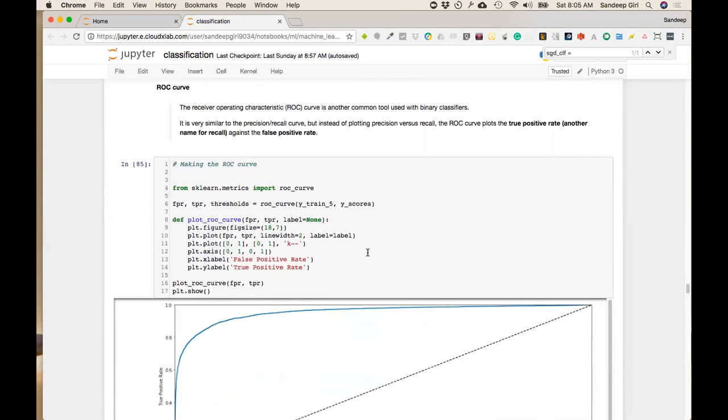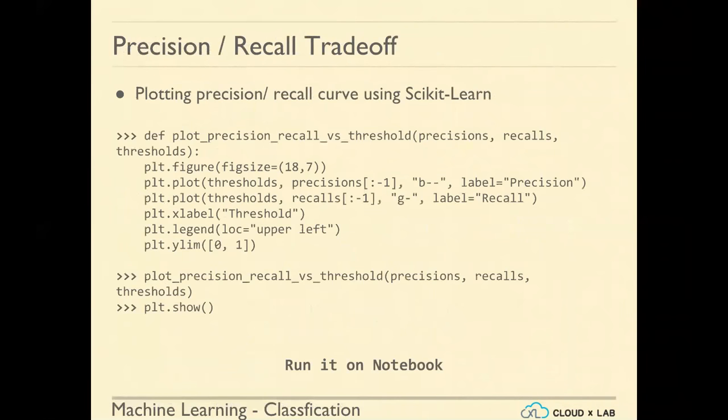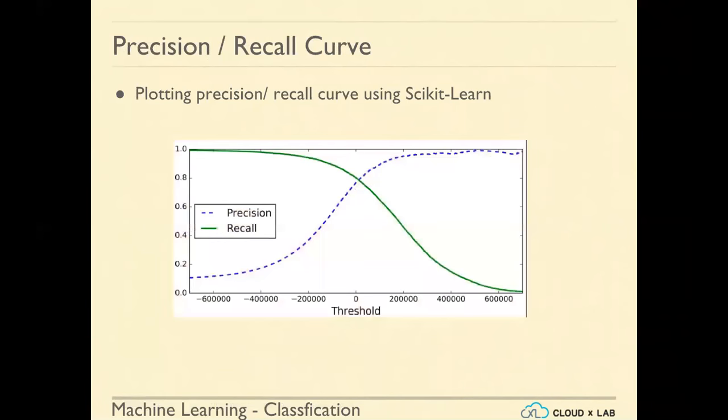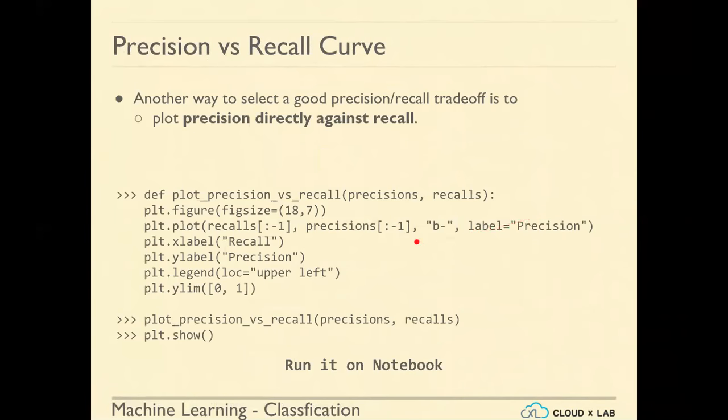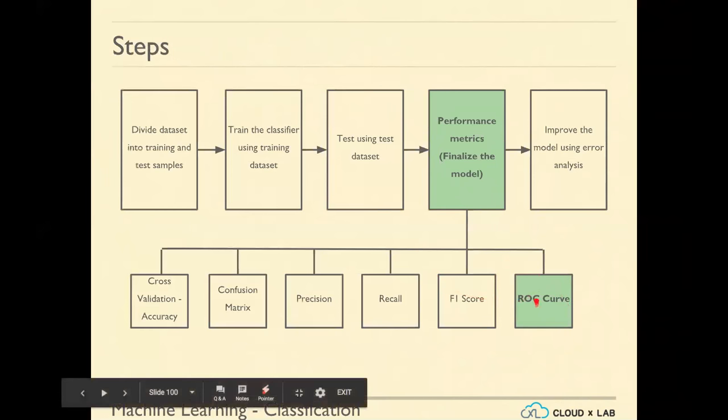Moving ahead. Now, another way, the last one that we wanted to, okay, this is done. All right. The last metric is the ROC curve.